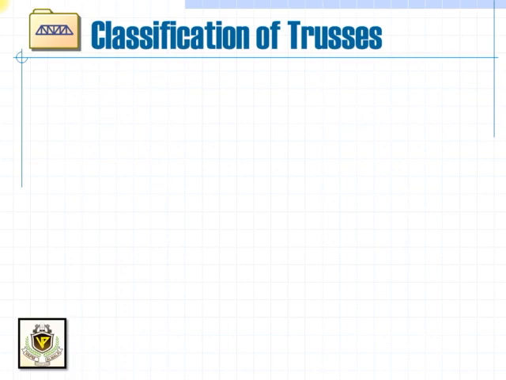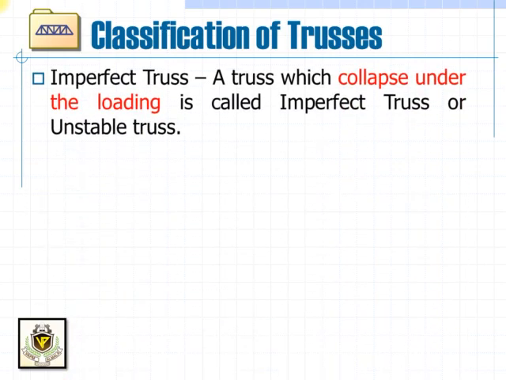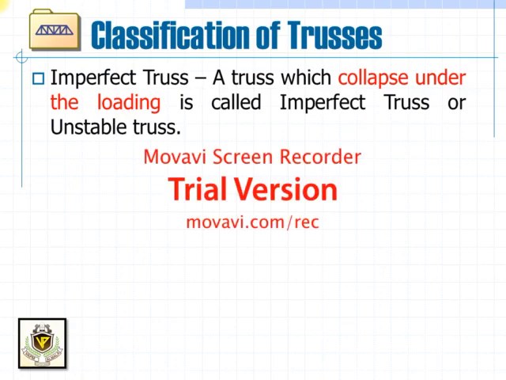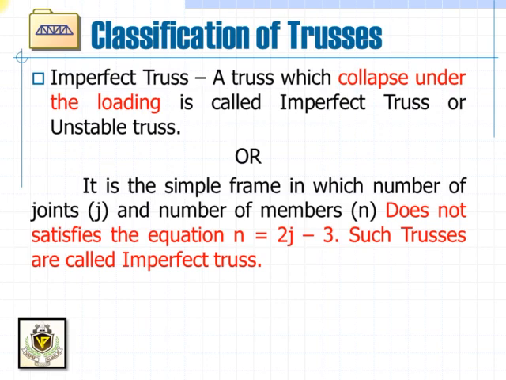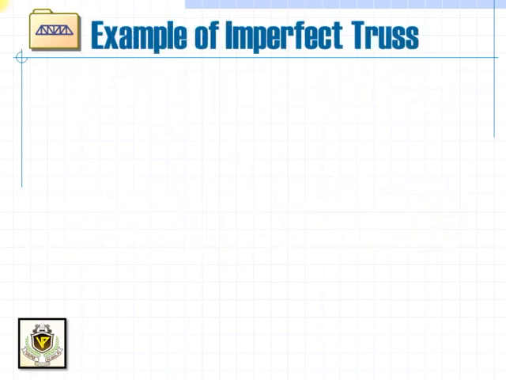Now, move on to imperfect truss. A truss which collapses under loading is called an imperfect truss or unstable truss. It is also defined as the simple frame in which the number of joints and number of members do not satisfy the equation n is equal to 2j minus 3. Such trusses are called imperfect trusses.